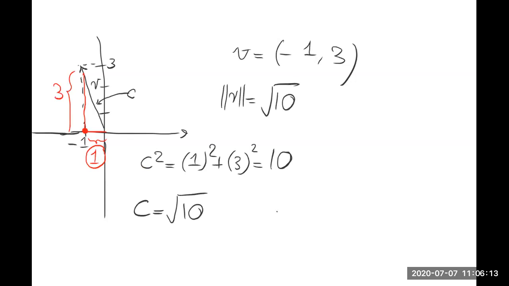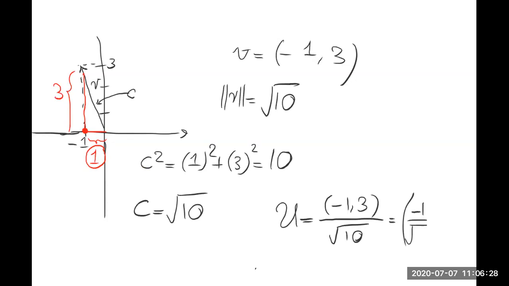Now, what is the unit vector in direction of v? It means you should look at v and divide it by its length. And we should do that component wise. We would divide -1 by square root of 10, and then we divide 3 by square root of 10. So it would be u, something in direction of v with length 1.